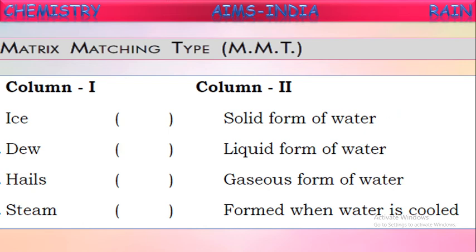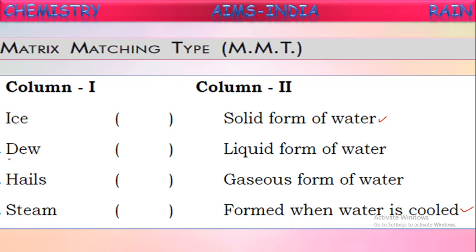See the first one, ice. Ice is a solid form of water. It's correct, isn't it? Ice is a solid form of water. And liquid form not, gaseous form also not correct. Formed when water is cold. This is also correct regarding ice. Yes, ice is formed when water is cold. So these 2 are correct for ice.